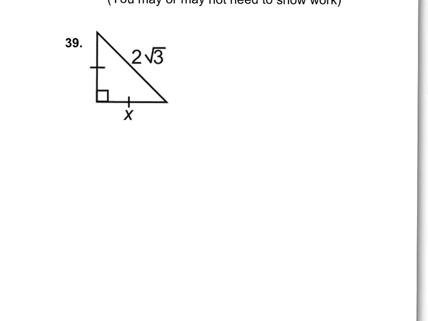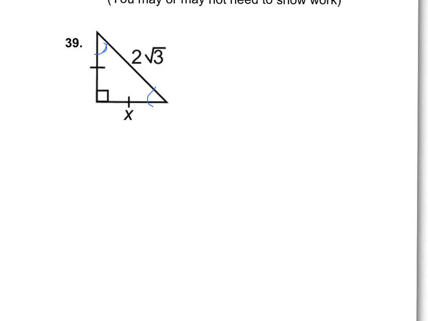Alright, number 39. Let's see here. Is this a 30, 60, 90? Or is it a 45, 45, 90? Or is it something else? Well, what are we given? We're given that this side and this side are the same. It's isosceles. That means these two angles are the same. Ah, this is a 45, 45, 90. So we got to go back to those rules. You got to switch gears.